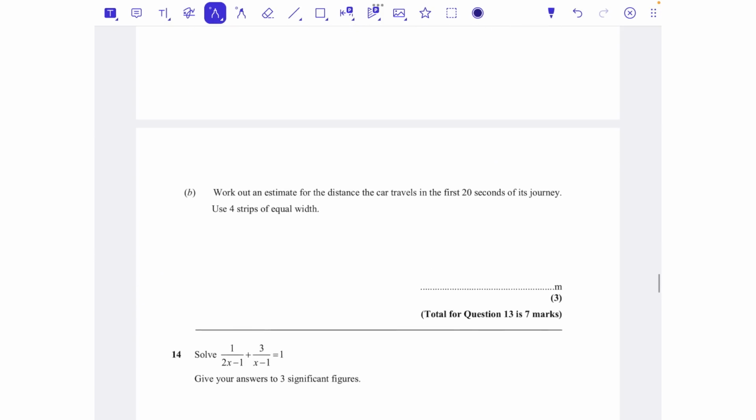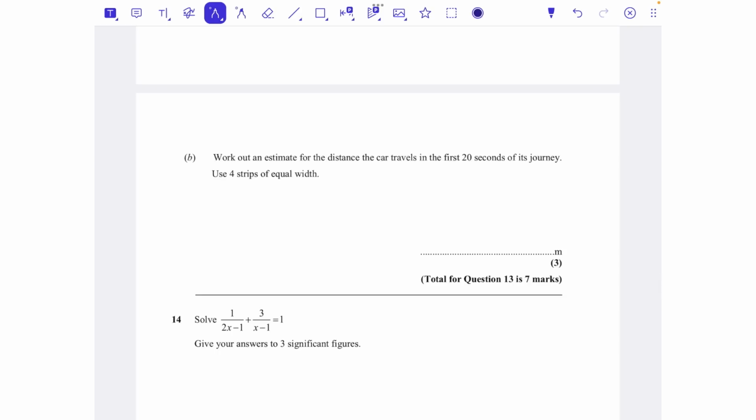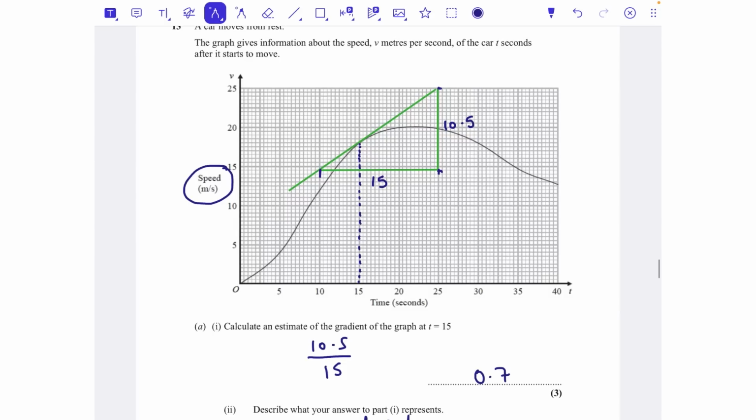Then, for part 2 or part B, we've got work out an estimate for the distance the car travels in the first 20 seconds of its journey. Use 4 strips of equal width. So for the distance on a speed time graph, it is the area underneath the graph. So for the first 20 seconds, takes us up to here. Let me get rid of this. The first 20 seconds, we're going to go up to here. And it says do 4 equal strips. So we're going to go 1, 2, 3, 4, and then we need the area of each of those bars.